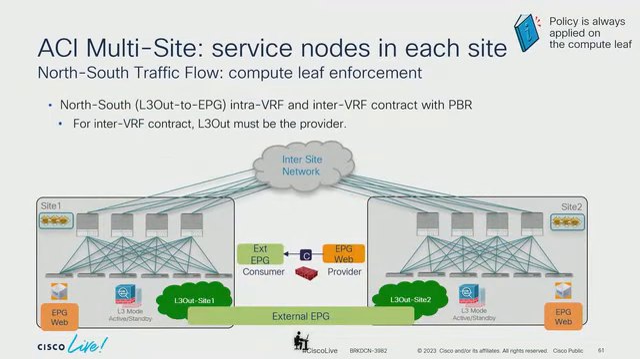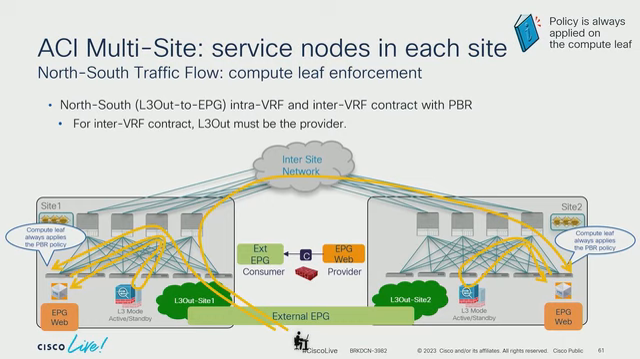Let's start with north-south, external EPG to web EPG contract. Both are stretched, and each site has a firewall. We support intra-VRF north-south and inter-VRF north-south. One consideration is that for inter-VRF, the L3Out must be the provider. It's because we assume it's always compute leaf enforcement, because if we do compute leaf enforcement, we can always redirect traffic to the same firewall where the destination endpoint is located. So it's similar to what we just explained for multi-pod. Regardless of where it's coming from, traffic is always redirected by the compute leaf, and then the compute leaf is going to use the local firewall for both incoming and return traffic. So we can keep traffic symmetric. There is no unnecessary traffic hairpinning.